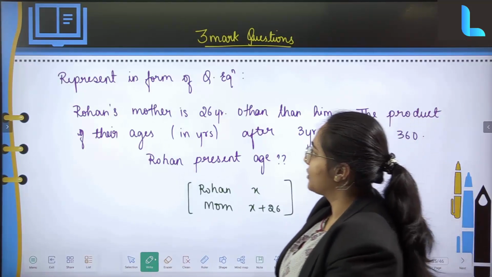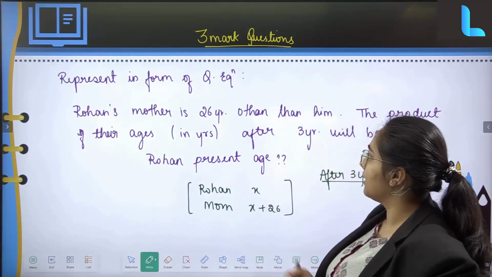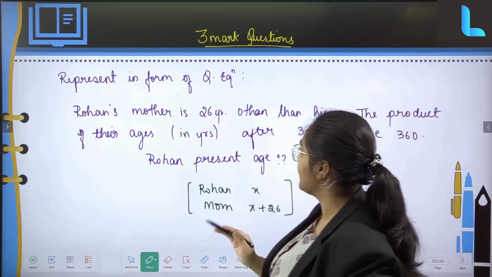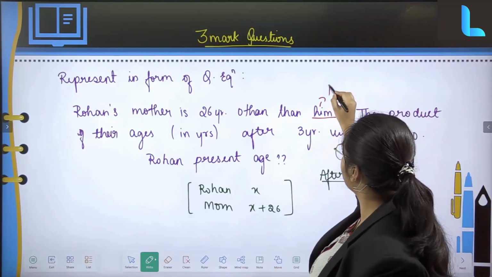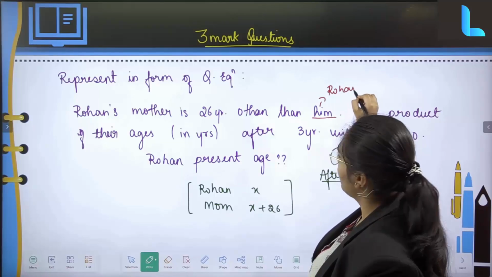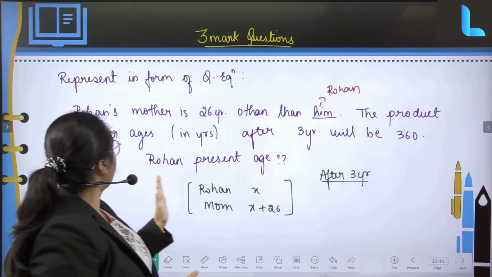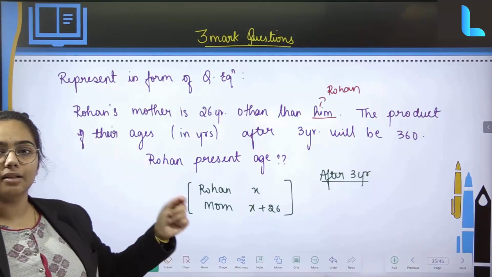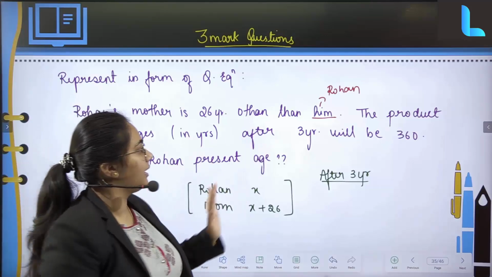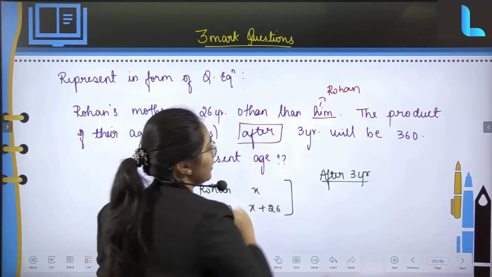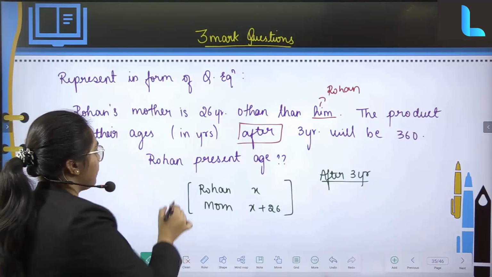So the first question, represent in the form of quadratic equation. Rohan's mother is going to be 26 years older than him. So who is him over here? That is Rohan. Rohan's mother is 26 years older than Rohan. The product of their ages, both mother and son, in years after 3 years will be equal to 360. So now find out the present age of Rohan.